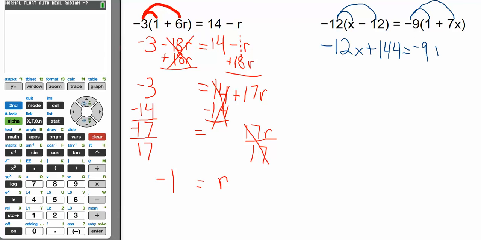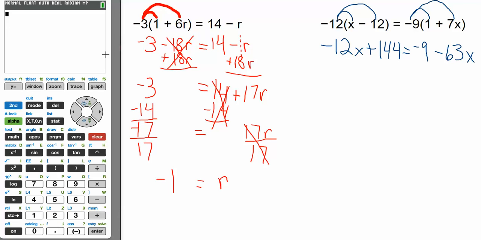And negative 9, darn it, did it again. Negative 9 times 7x is negative 63x. So distributive property gone. No like terms to combine. Let's look at those variables. I have a negative 12 and a negative 63. Negative 63 would be colder temperature-wise, so that would be the smaller one. So let's eliminate that one.